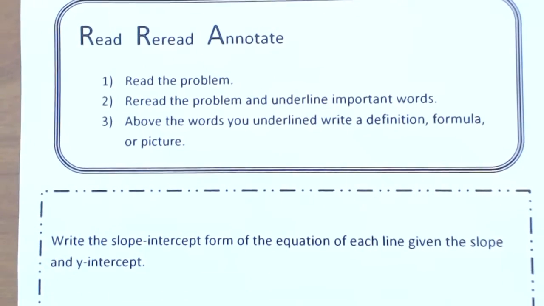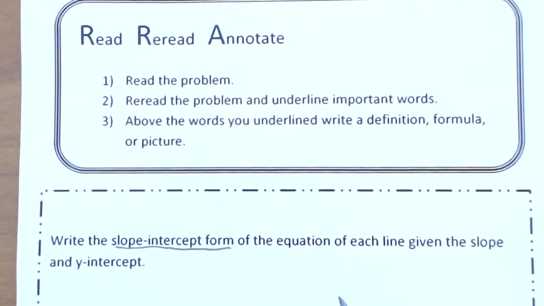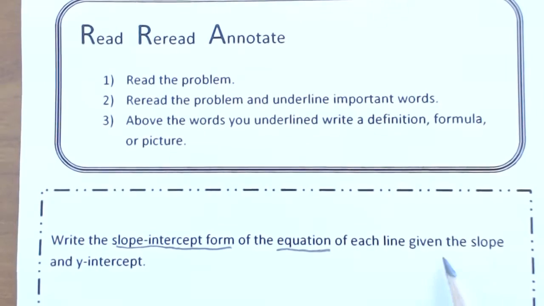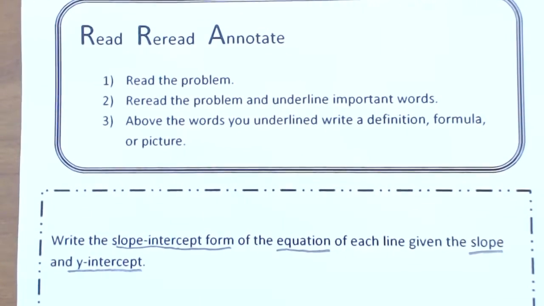So we approach directions. Here is a set of directions, and we're going to approach this. So let's read, reread, and annotate. First it says, write the slope-intercept form of the equation of each line given the slope and y-intercept. So I've read it. I'm going to reread the problem and underline important words. Write the slope-intercept form, underline that, of the equation of each line given the slope and y-intercept.